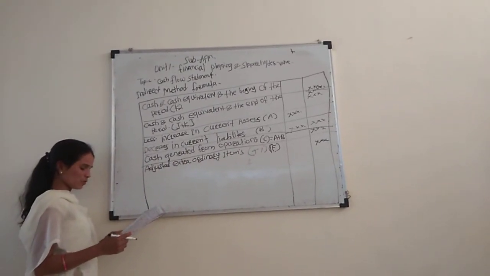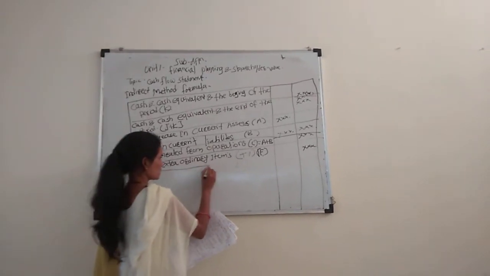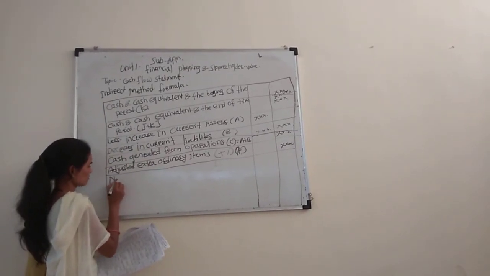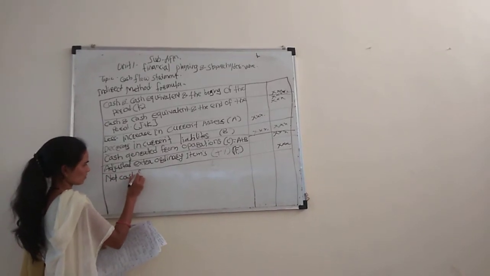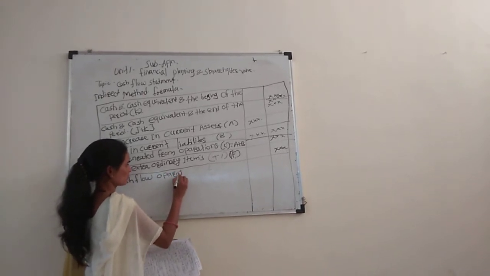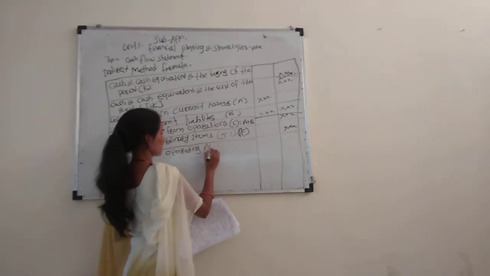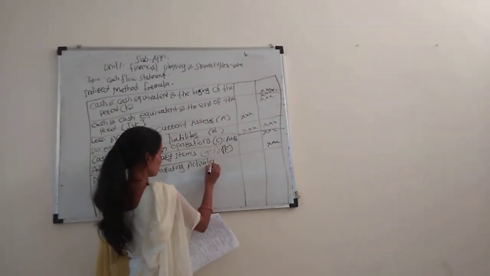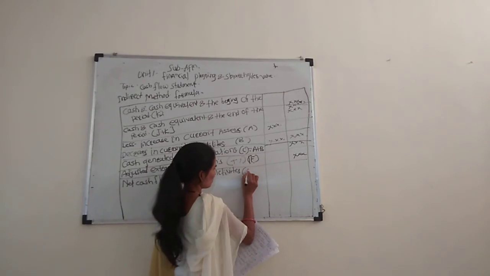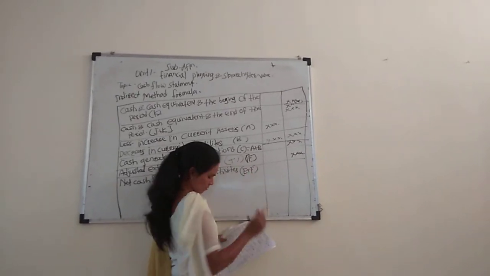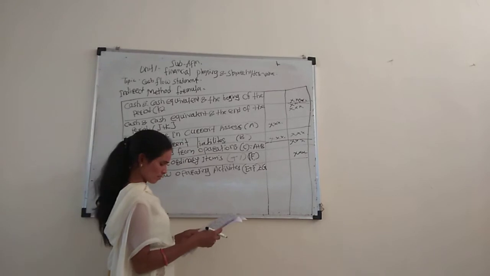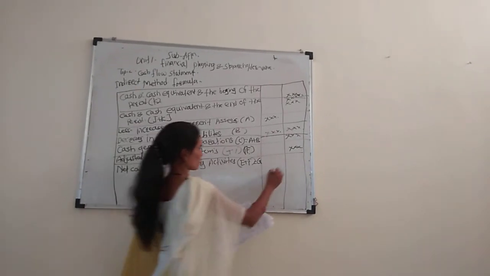And the next one is net cash flow from operating activity. E plus F is equal to G. This amount, this one.